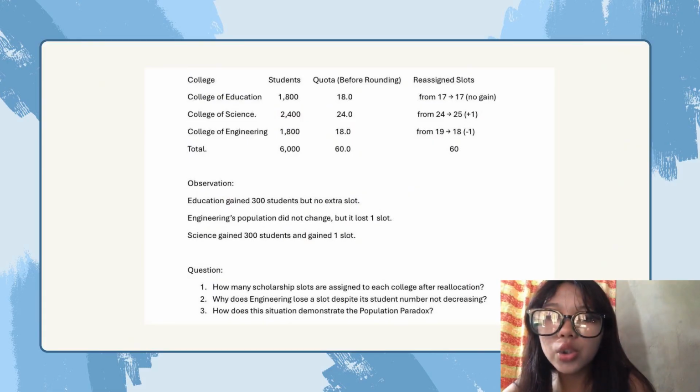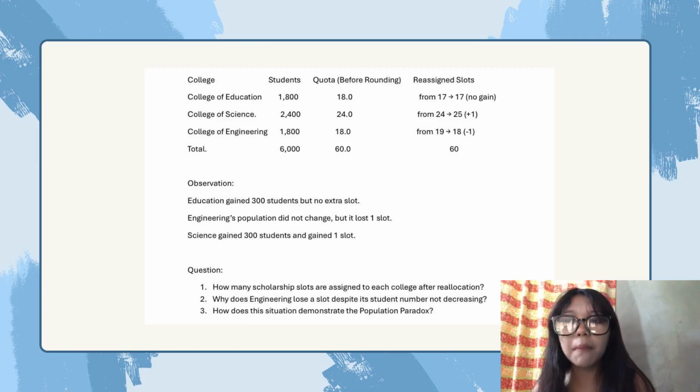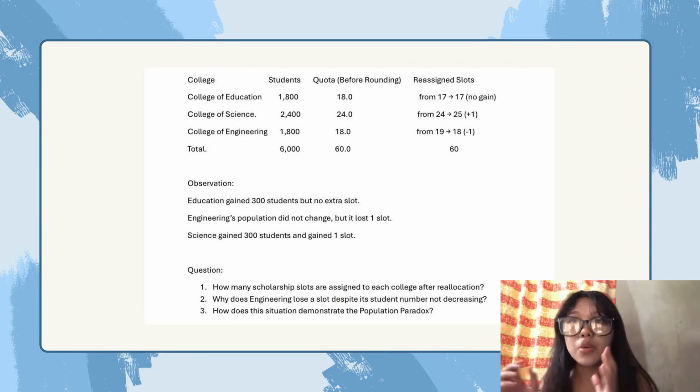In conclusion, after reallocation, education has 17 slots, science has 25 slots, and engineering has 18 slots. So this example clearly shows how the population paradox works in a real situation.